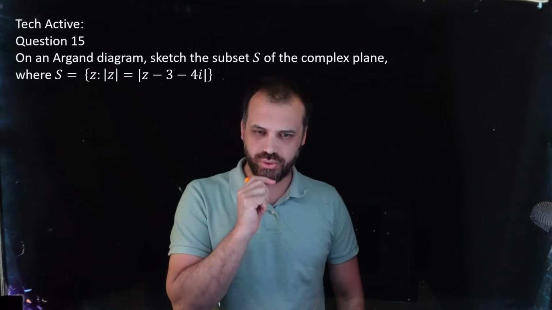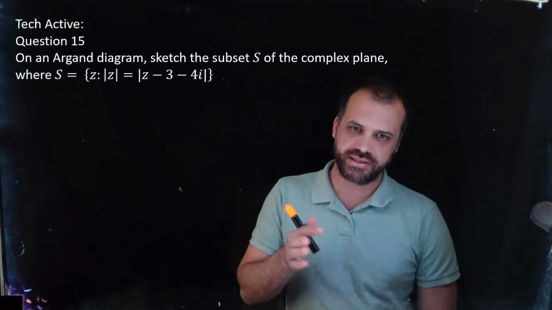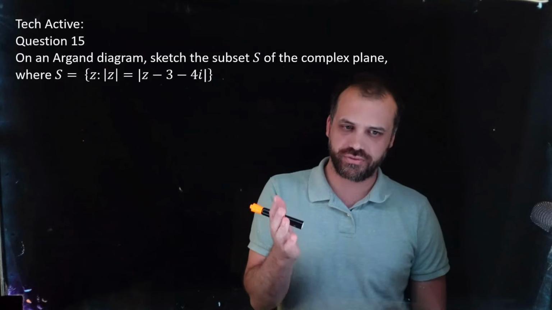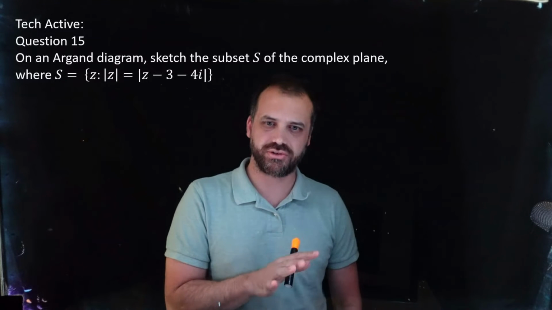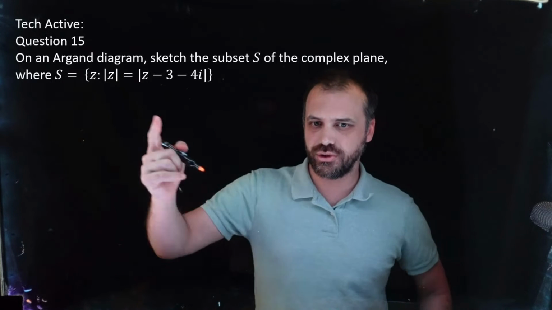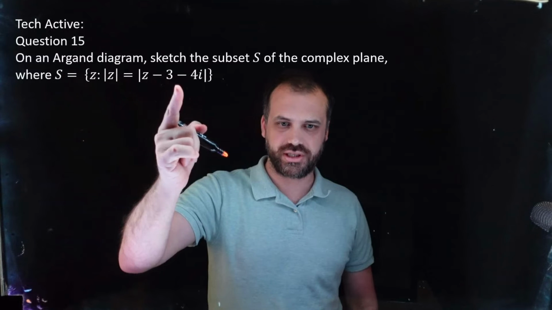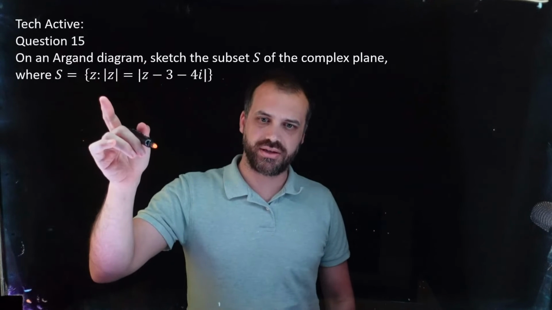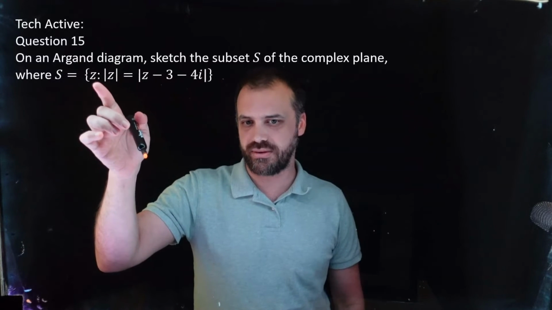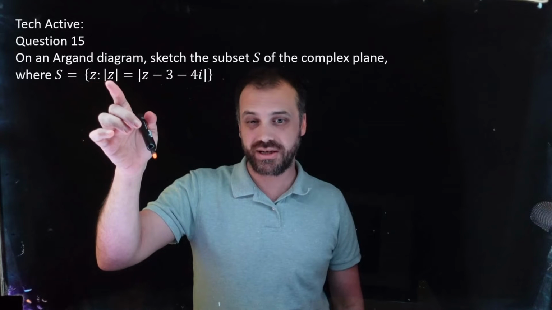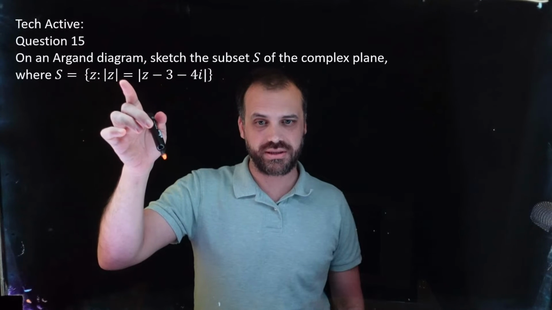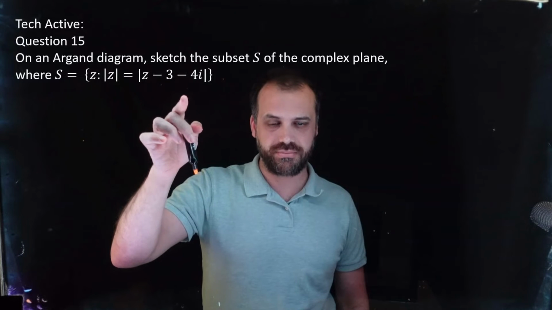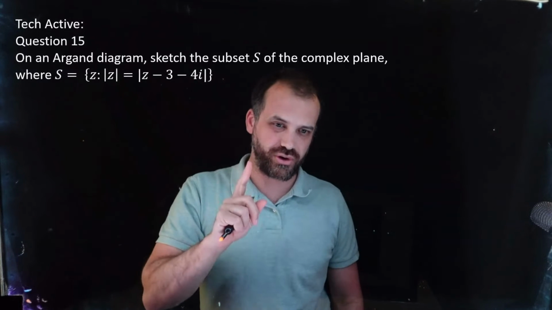Okay, so sketching subsets of planes. This is something that you should have had some practice with. You should have done it a few times, but it can still get kind of tricky. So let's look at the whole deal, right? What it says is that there is a set of complex numbers such that the magnitude of the complex number z is equal to the magnitude of the complex number z minus 3 minus 4i.